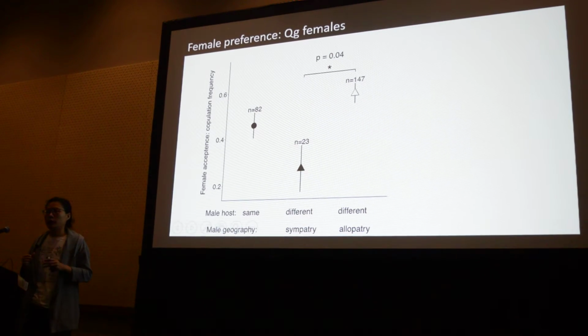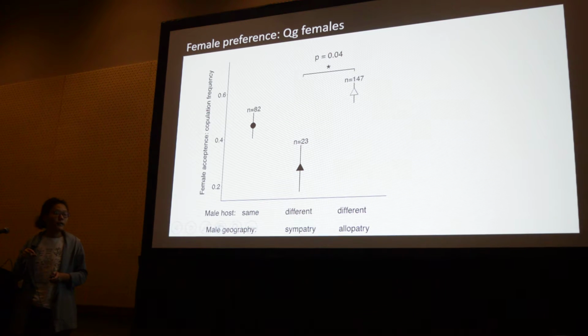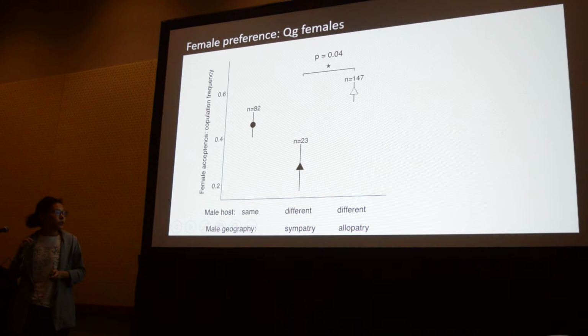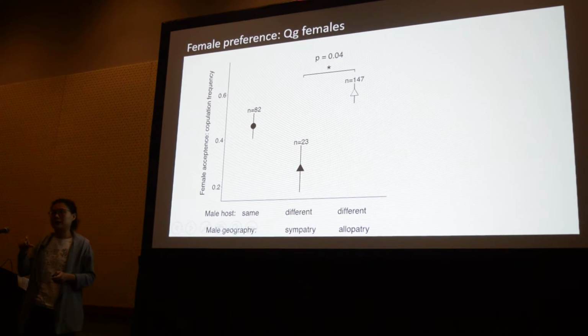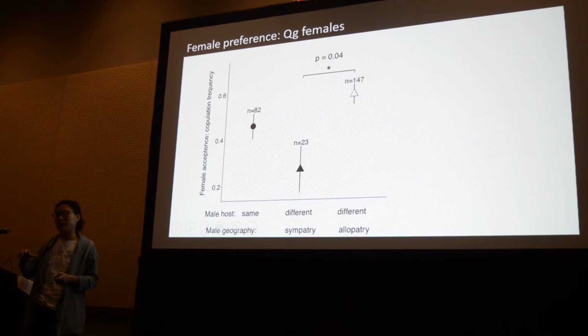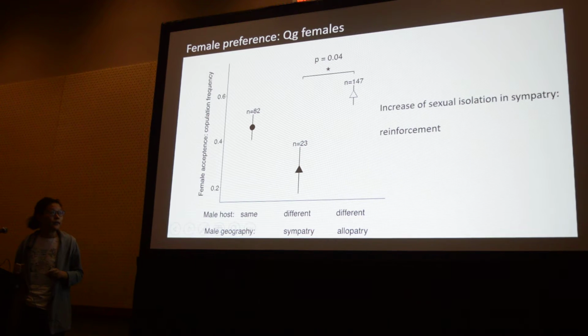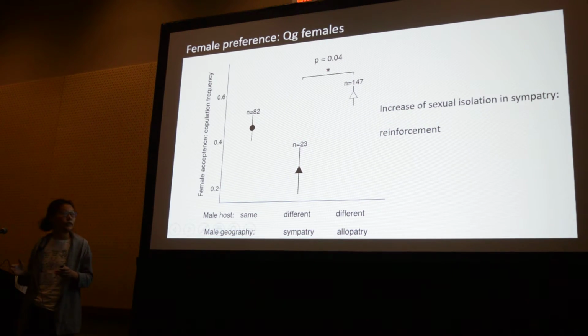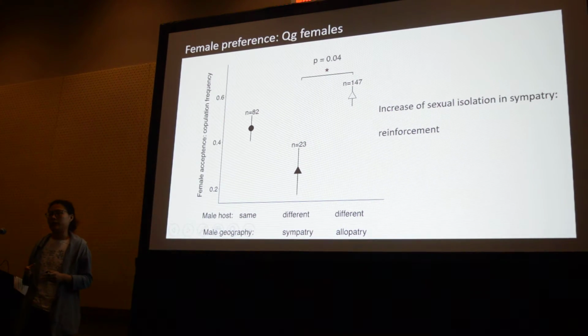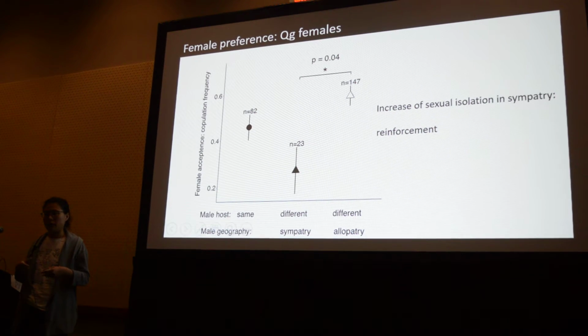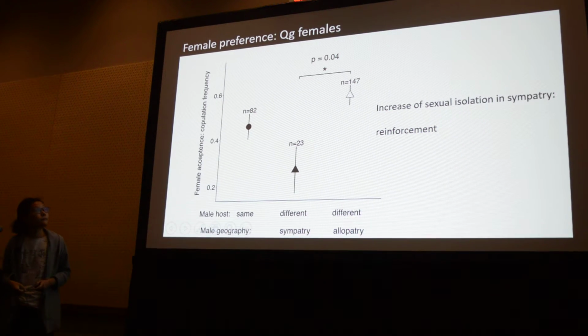However, in QV females, we see that QV females mate significantly less with males from the sympatric areas than allopatric areas. This increase of sexual isolation in sympatry suggests the involvement of reinforcement.